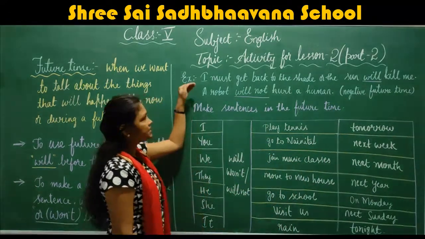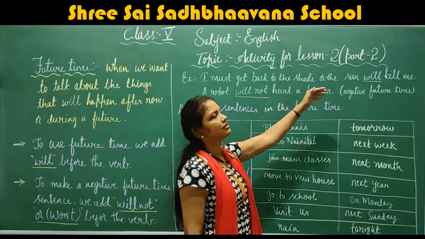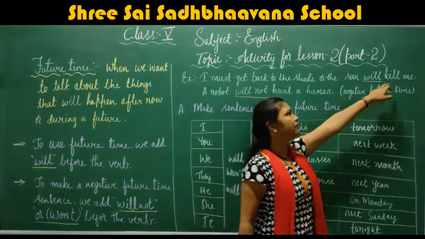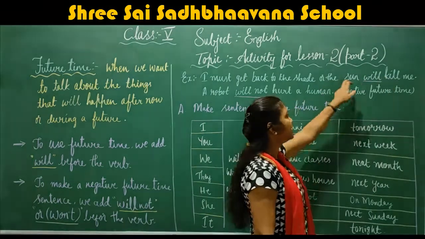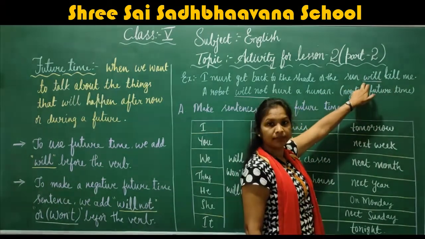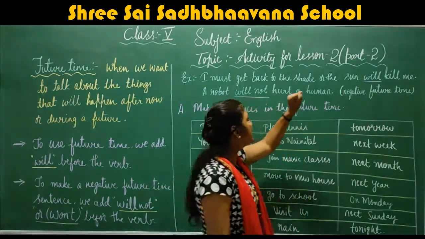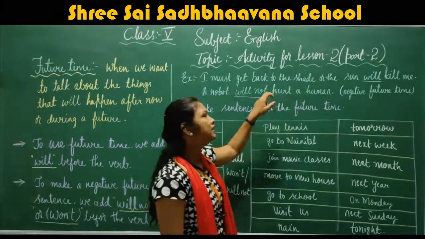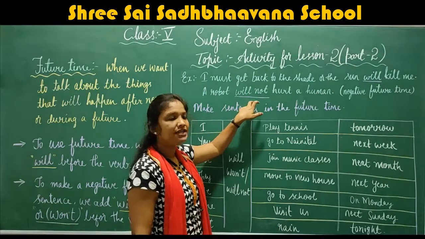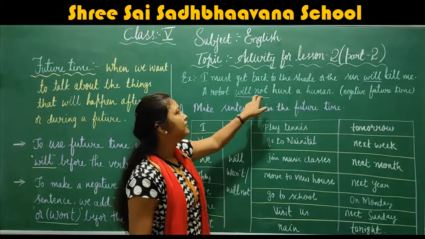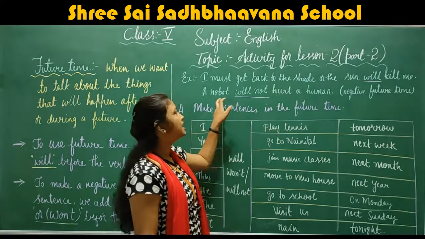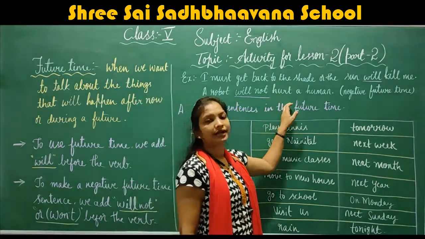Okay, now example, see: I must get back to the shade or the sun will kill me. Will is used before the verb kill and makes the sentence future time. Okay, future time sentence. Next, a robot will not hurt a human. Here we have added will not. So it is negative form and we have used will not before the verb hurt. So it is negative future time.